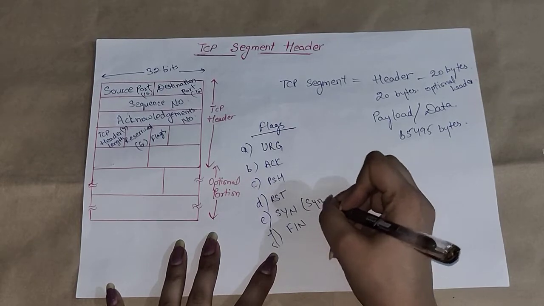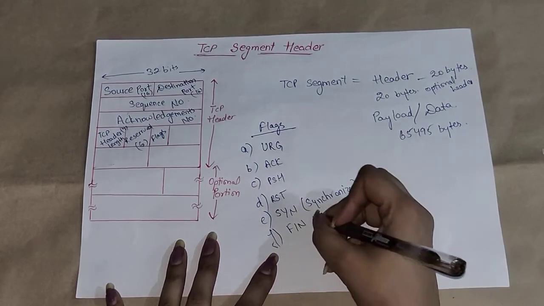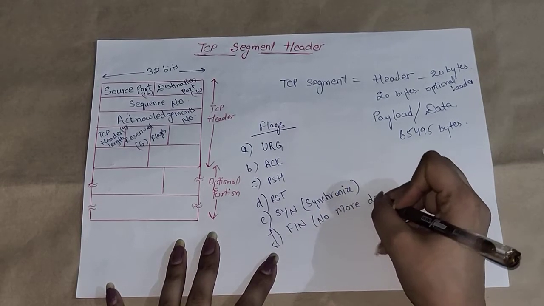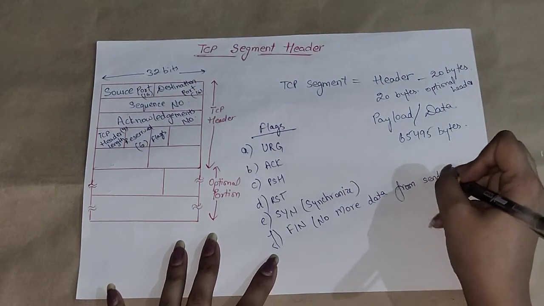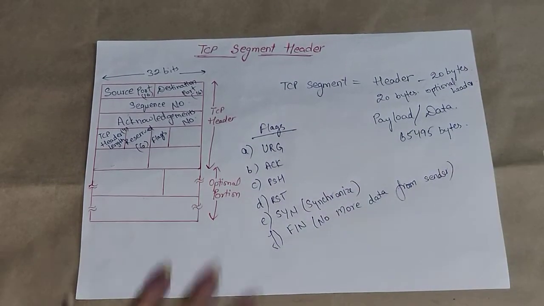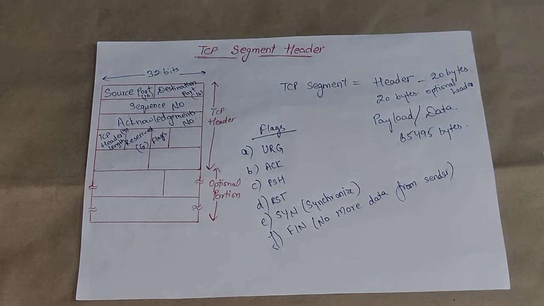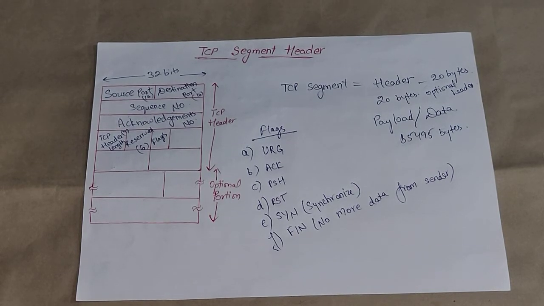Now next is SYN and then FIN. SYN stands for synchronize and FIN indicates no more data from sender. When the SYN flag is set, this means अभी सेंडर साइड से पैकेट्स आ रहे हैं. अगर रिसीवर पे कोई पैकेट रिसीव हुआ है और SYN फ्लैग सेट है, तो उसका मतलब है कि there are some more packets that the sender will transmit.